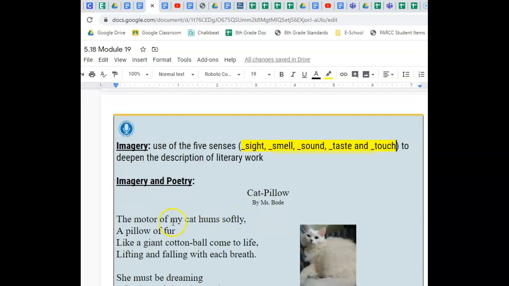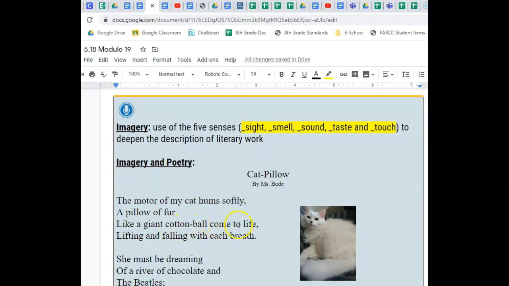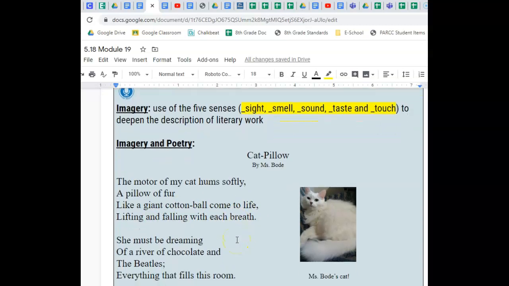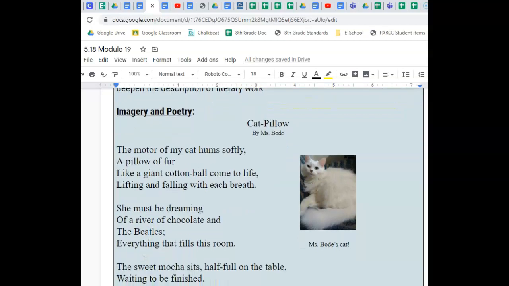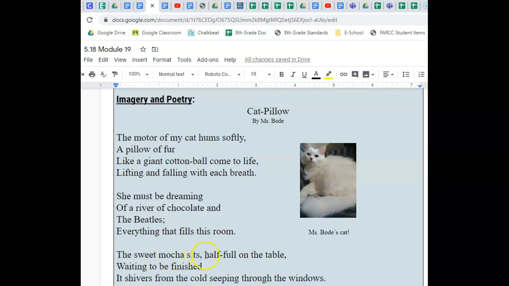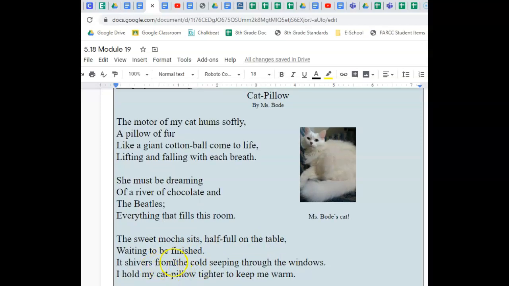Cat Pillow. The motor of my cat hums softly, a pillow of fur, like a giant cotton ball come to life, lifting and falling with each breath. She must be dreaming of a river of chocolate and the beetles, everything that fills this room. The sweet mocha sits half full on the table, waiting to be finished. It shivers from the cold, seeping through the windows. I hold my cat pillow tighter to keep me warm.